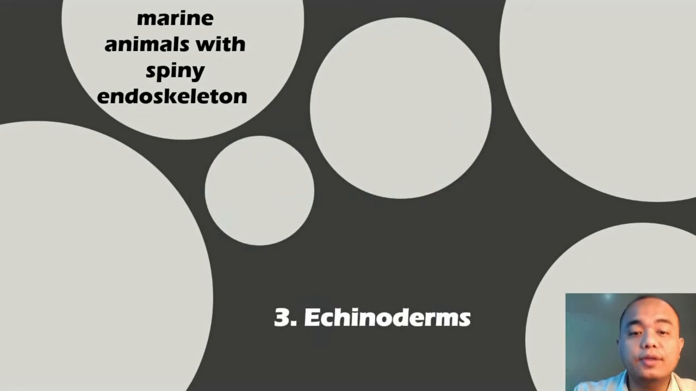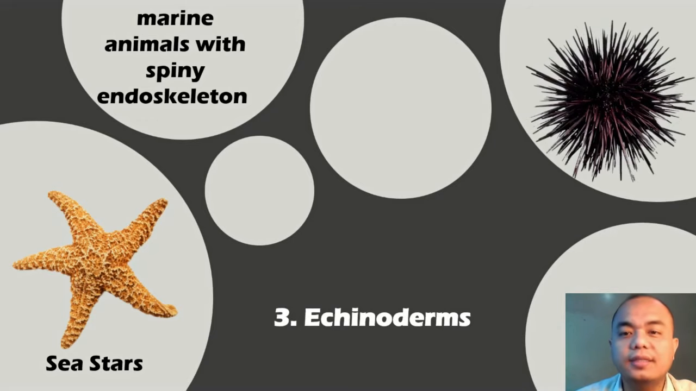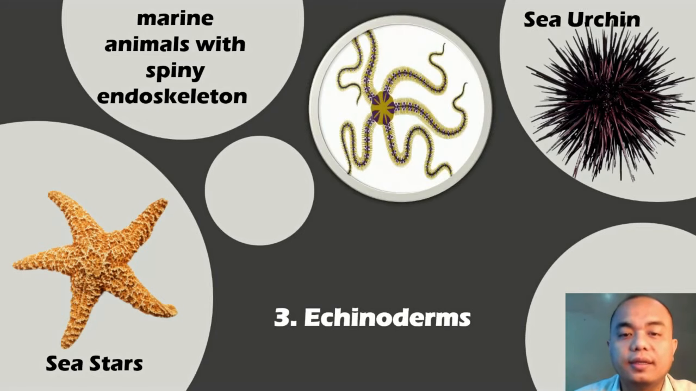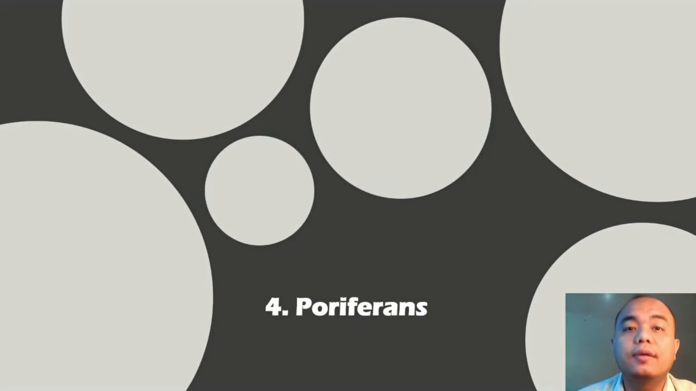Now, what are examples of echinoderms? So again, this is a starfish or sea star. Next is mga tuyum or sea urchin. And somewhat the same with the sea stars, they are brittle stars. And we have the sea cucumber. So the sea cucumber, the brittle star, the sea urchin, and the sea stars or starfish are all classified as echinoderms.